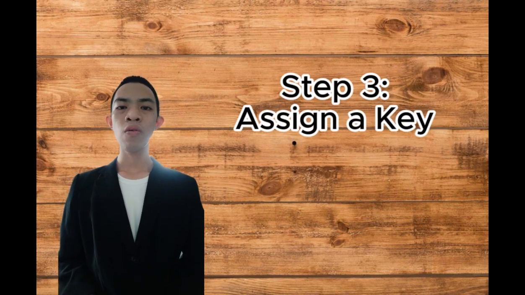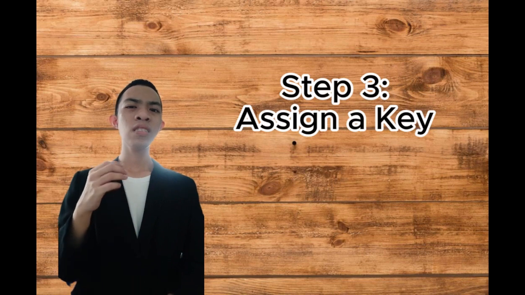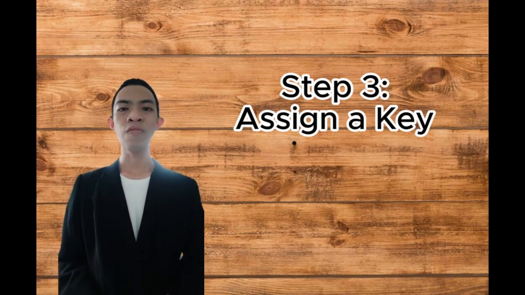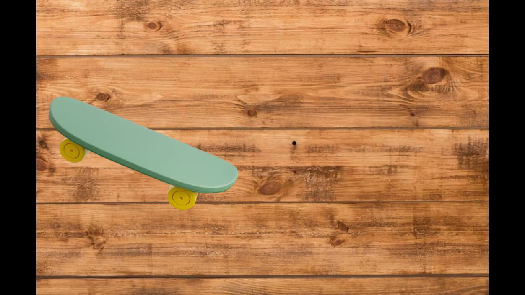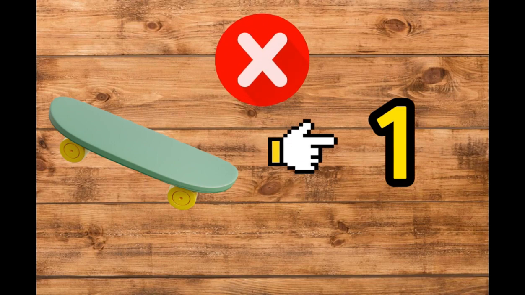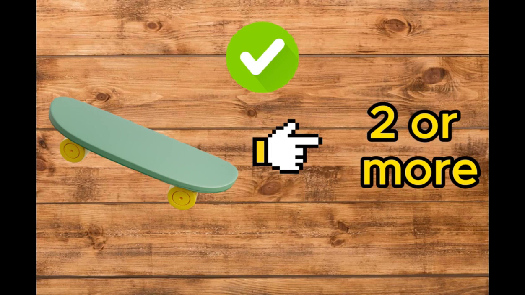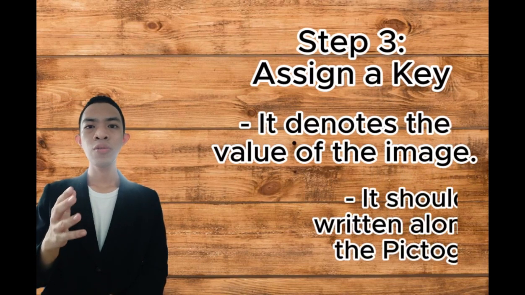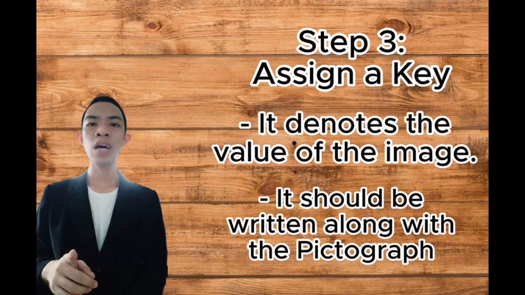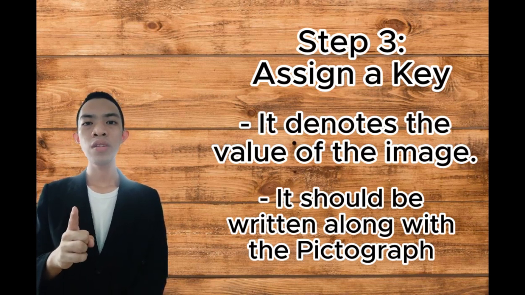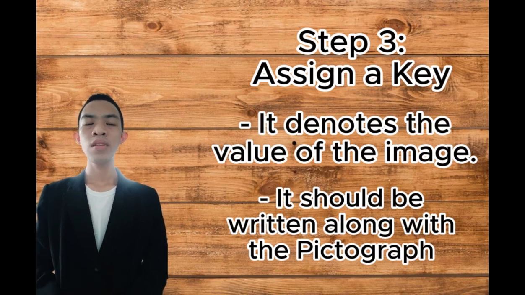For our third step, it is to assign a key. Now, when you think about it, what is a key? A key represents the value of an image or a symbol. For example, one image doesn't just represent one value. Instead, the image can represent a larger value. The key should be written along with the pictograph so that the reader will know the value of the image. Now, let's move to the fourth step.